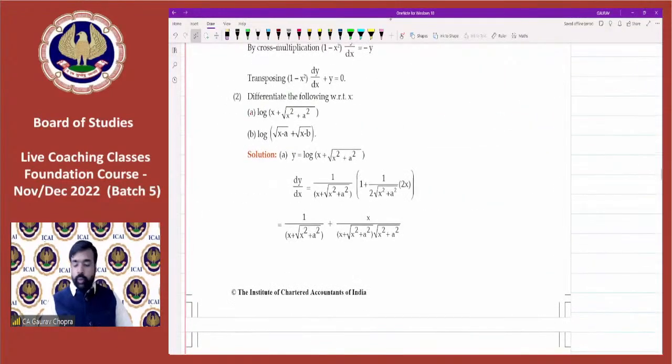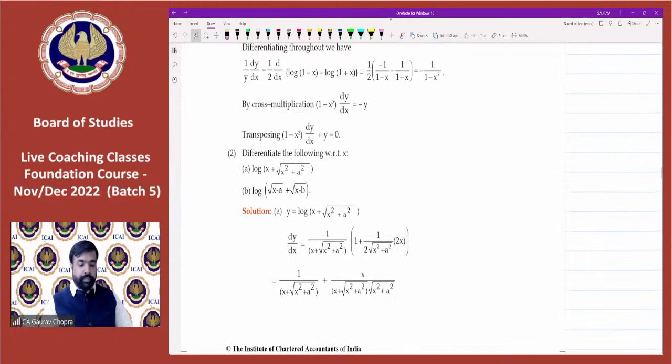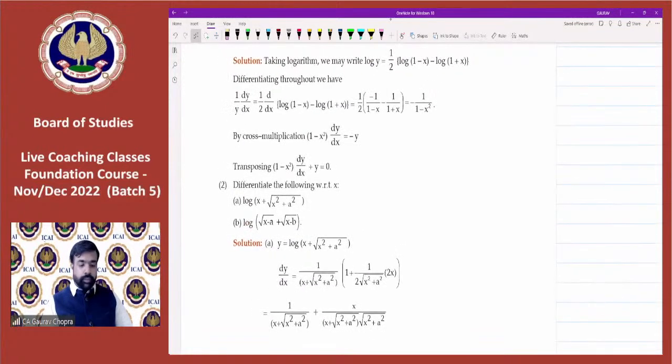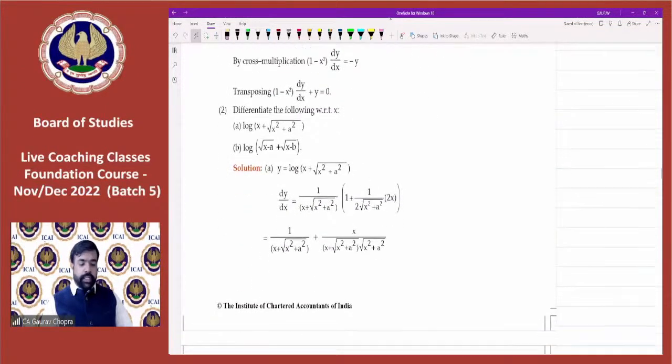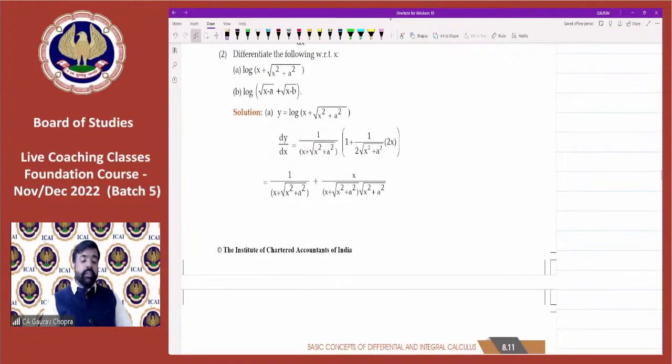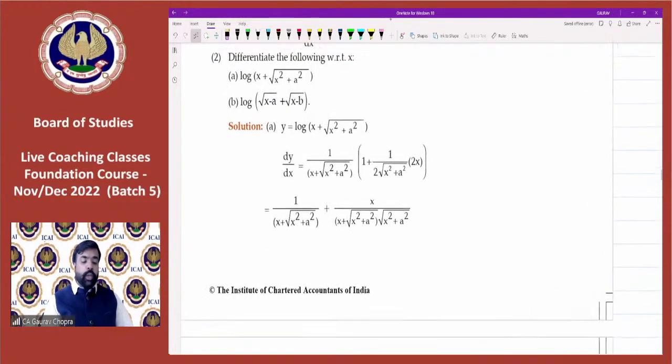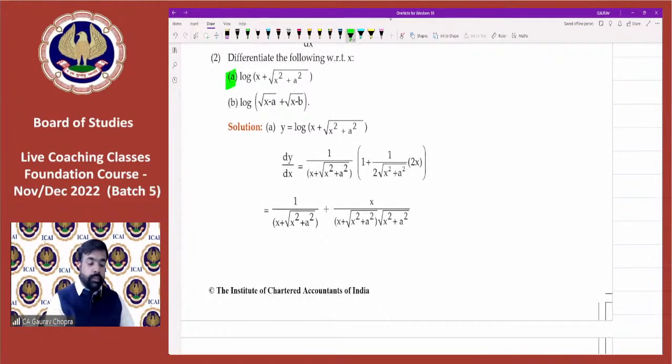Let's try some more questions. So we can try the second one. Differentiate the following with respect to x. So log of, and inside the bracket there is some value, and this can be denoted as a function of a function. So there are two functions. First of all, we have to find the derivative of log. So let us write the question.